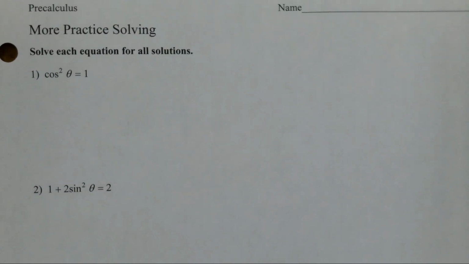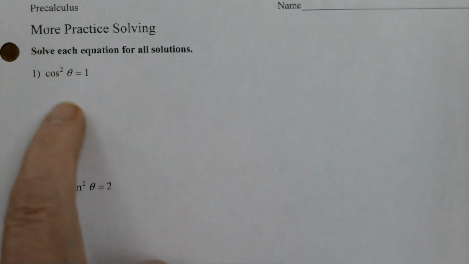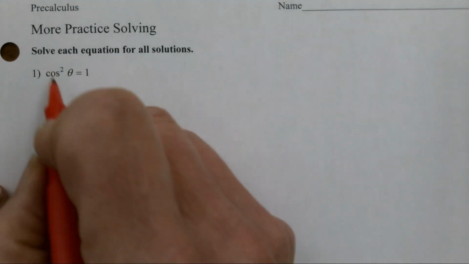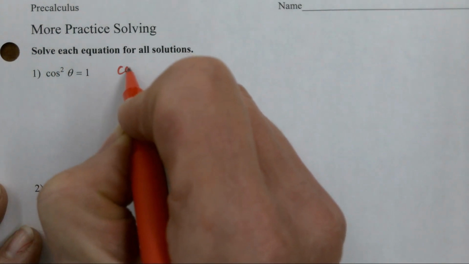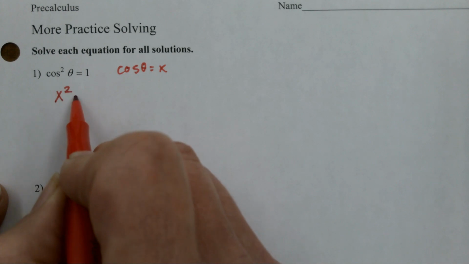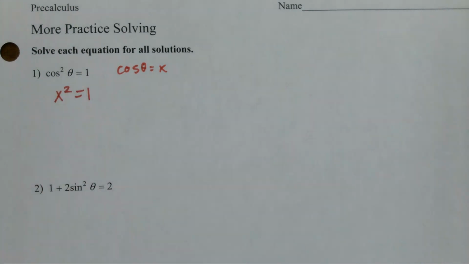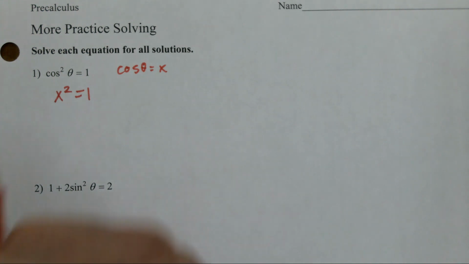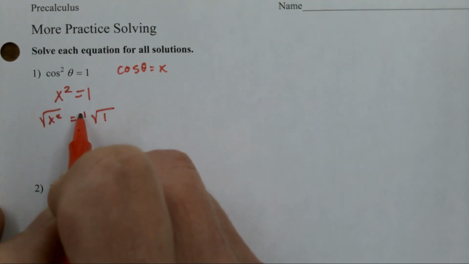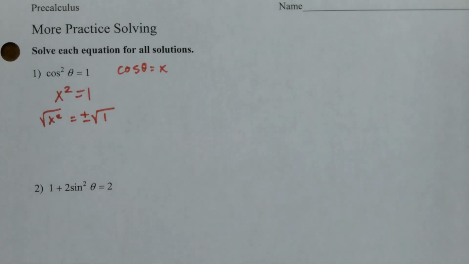I do want to touch on all of the little different things that can happen. So for example, when I have a problem like this, cosine squared equals 1, I can still work through this the same way. I'll replace cosine with x, and I would write this as x squared equals 1. How do I solve a squared when it just equals a number? Take the square root. So I'll square root both sides, but I have to make sure that I don't forget the plus and minus part.